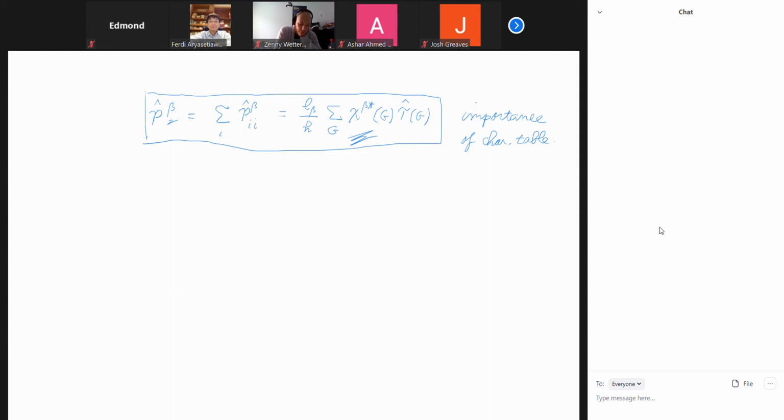So if we apply this P beta to some component like this, then this function phi alpha I must belong to the representation beta. So I will have a canonical beta alpha like this. So that's exactly what we mean by projection operator.